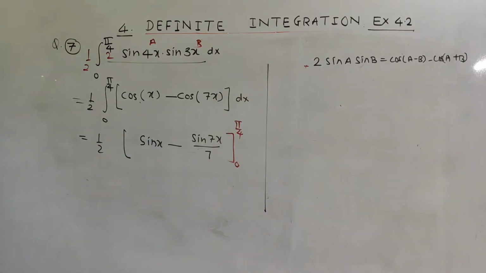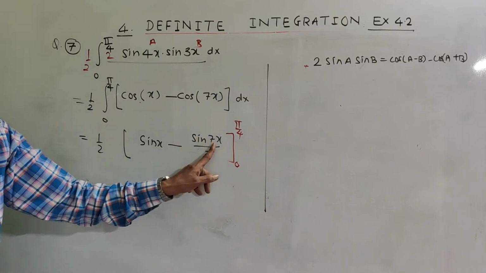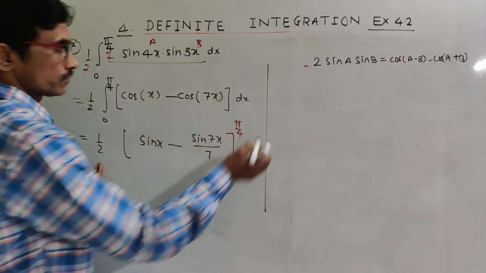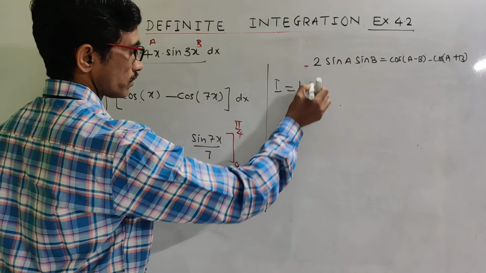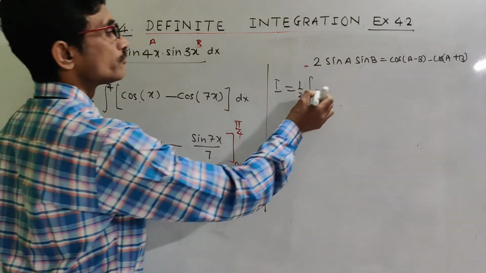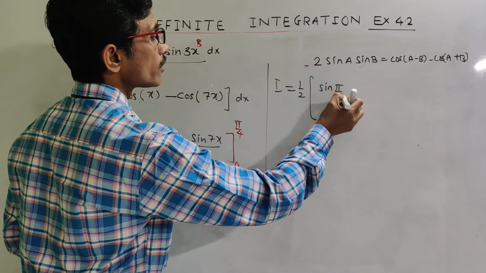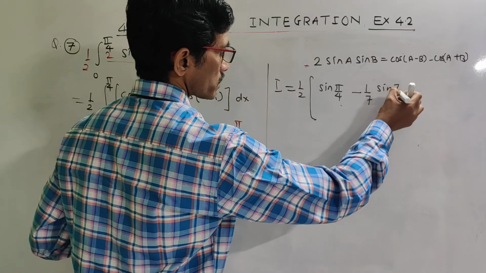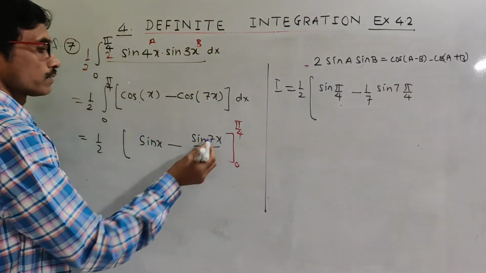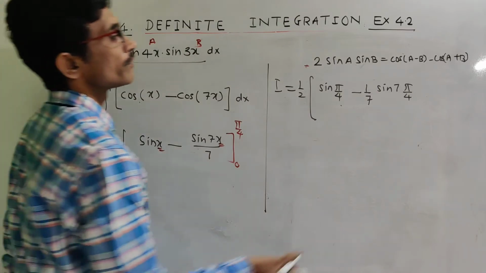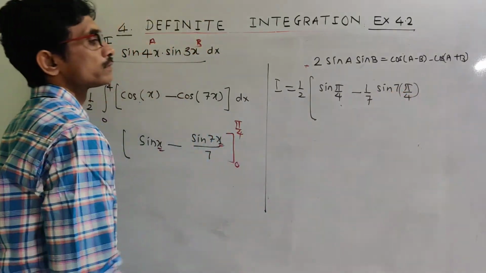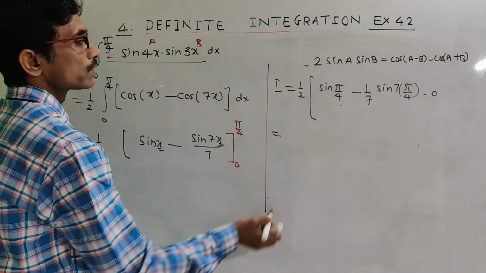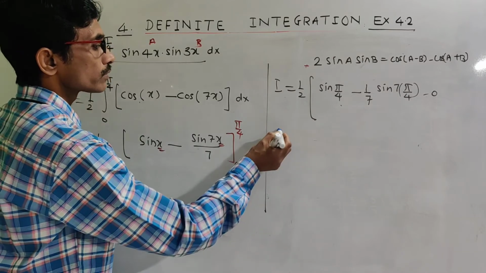Now we put the upper limit, and for the lower limit it is 0, sin of 0 is 0, so we only need to put the upper limit. So I is equal to 1 by 2 of sin of pi by 4 minus 1 by 7 into sin of 7 pi by 4. X we put pi by 4, so 7 into pi by 4 minus 0. Lower limit is 0. It is now sin 7 pi by 4.